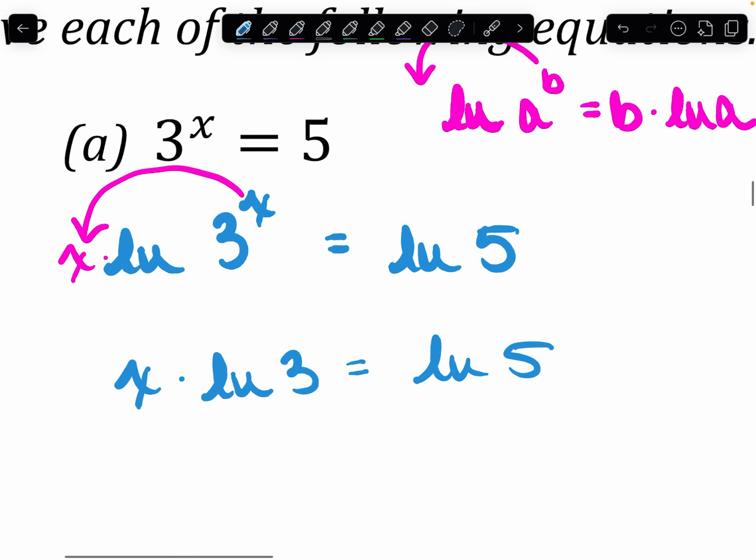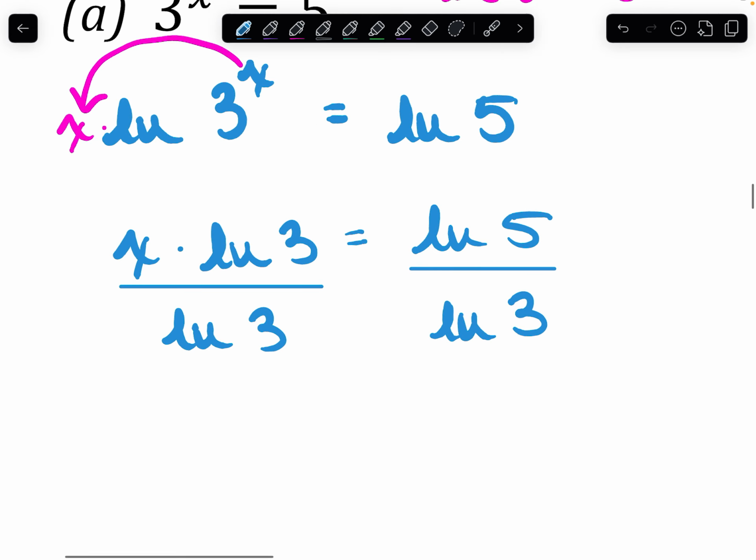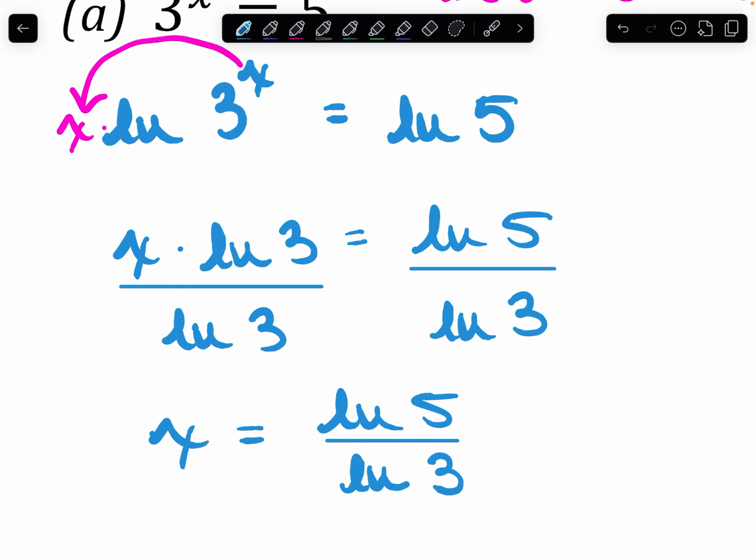All right, the natural log of 3 is a number. It's not a pretty number, but it is just a number, so we treat it like any other number. If we're trying to get x by itself, we need to divide by that number. So x is now isolated. I have x equals the natural log of 5 divided by the natural log of 3.